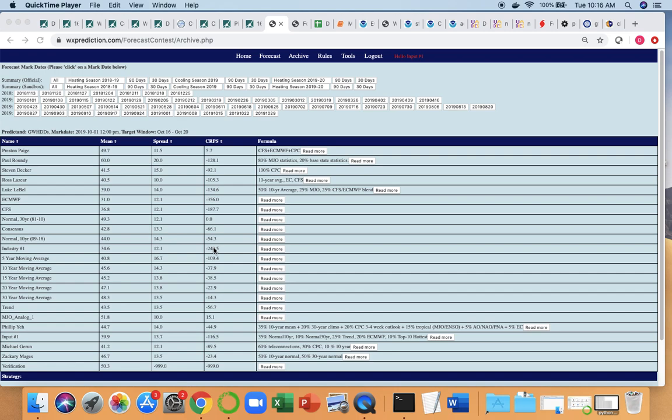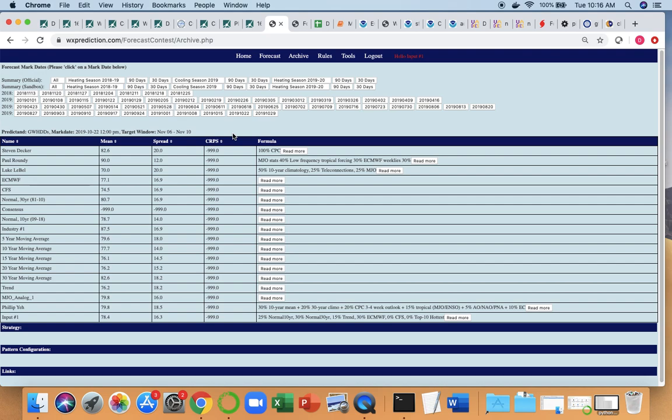Just some ideas in how to make medium range forecasts, at least based on my experience. For today, it's October 22nd, and we're forecasting for November 6th through November 10th.